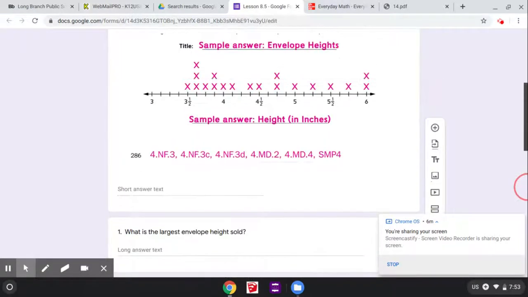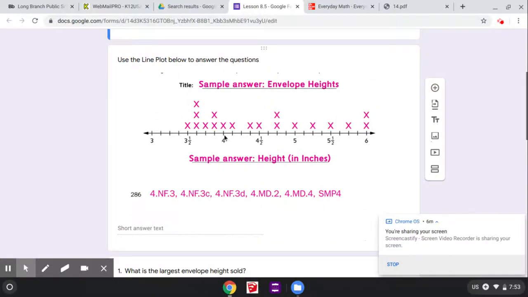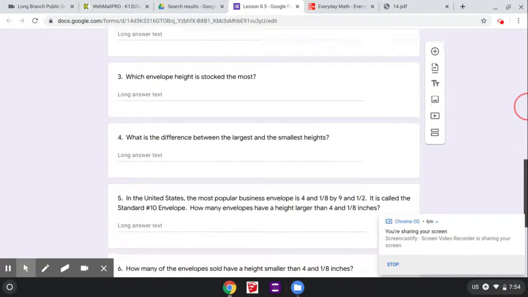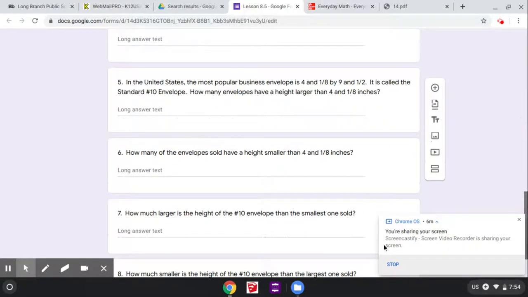If you go back up, here is my 4 and here is 4 1/8. So basically it's asking you how many envelopes are bigger, like on this side. So you just count the X's. 1, 2, 3, 4, 5, 6, 7, 8, 9, 10. 10 envelopes are bigger than 4 1/8. So that's my answer.